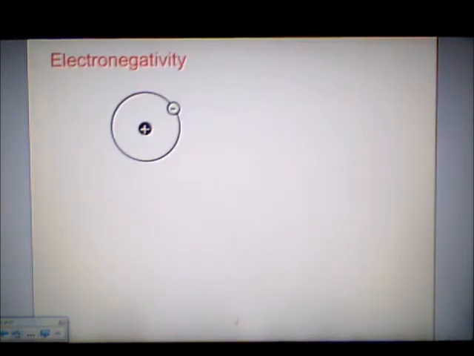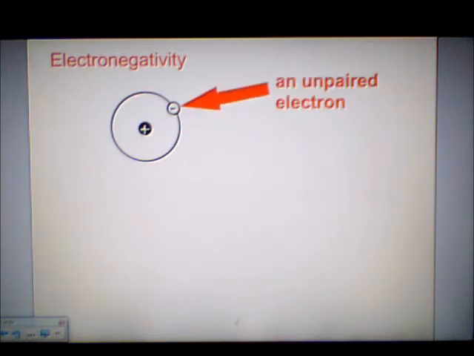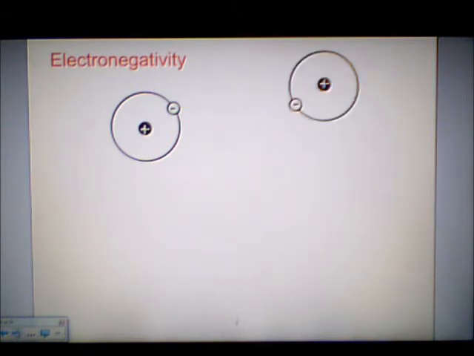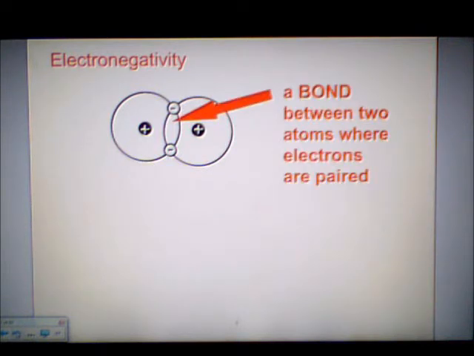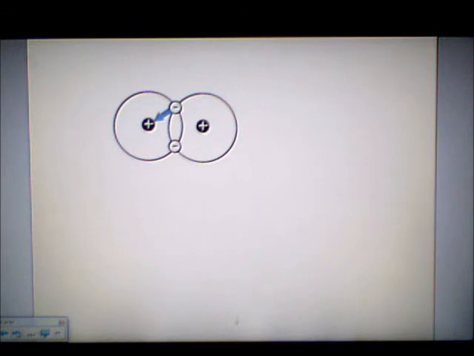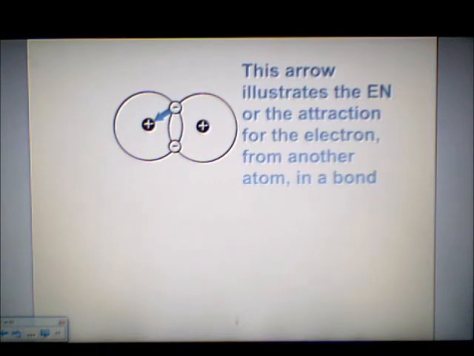Here's an illustration of electronegativity. Here we have an atom. Here we have an unpaired electron in its outer shell. Here we have another atom. These two atoms have now bonded in order to have a pair of electrons in their outer shell. Now this arrow, the blue arrow, is illustrating the electronegativity, or in other words, the attraction for that electron from the other atom in the bond.